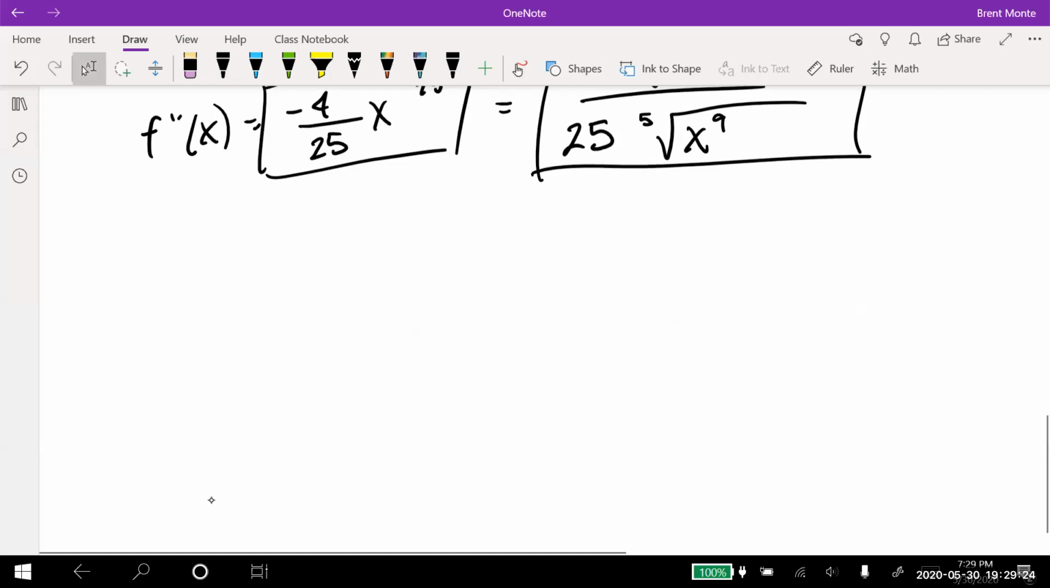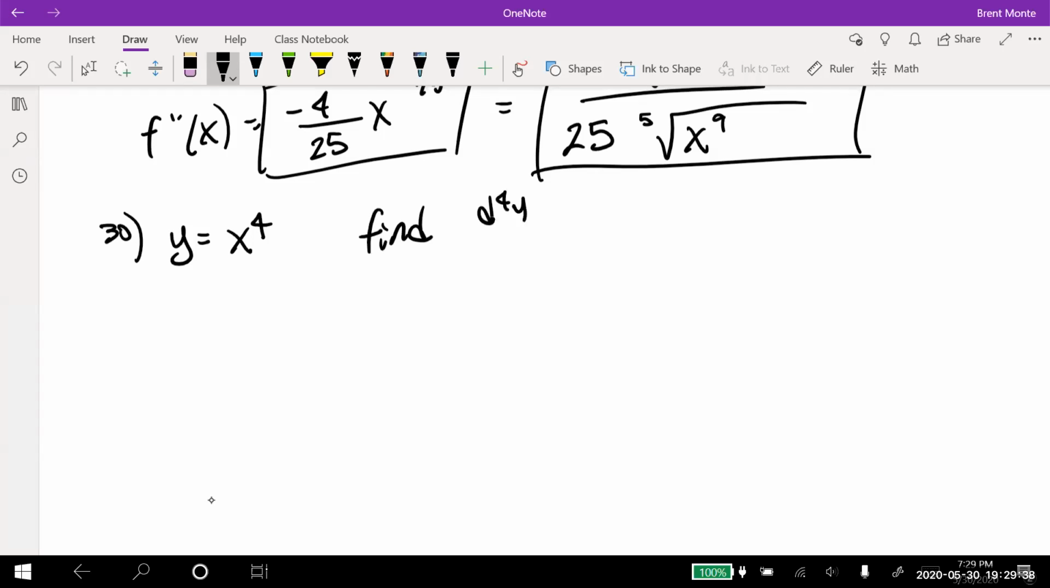Okay, this next one, equally quick. Problem 30, it says y equals x to the fourth. But it says find d4y over dx4, which is the same way as saying f4x. Now, they're not going to say that because they didn't call it f of x. They called it y. But they could have said y4x. That would have meant the same thing.